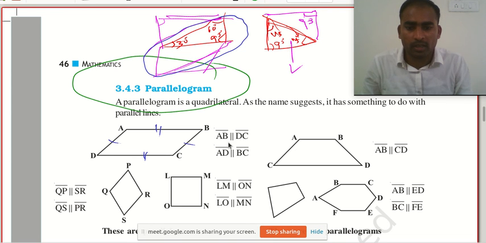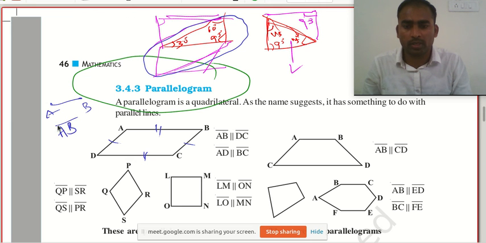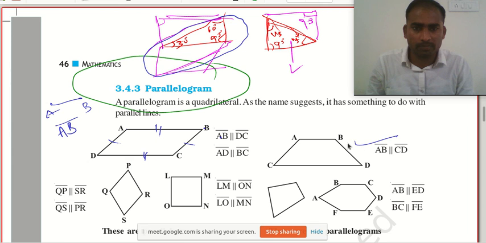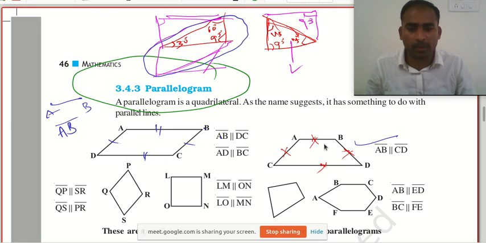How can I represent our line segment? We can represent the line segment with a bar over A and B. So here AB bar is parallel to DC bar. Here AD bar is parallel to BC bar. Clear? Understood? Here, is this a parallelogram? This is not a parallelogram. Why? Because this length and this length are not the same. This may be the same, but these two are also not parallel. So this is not a parallelogram.